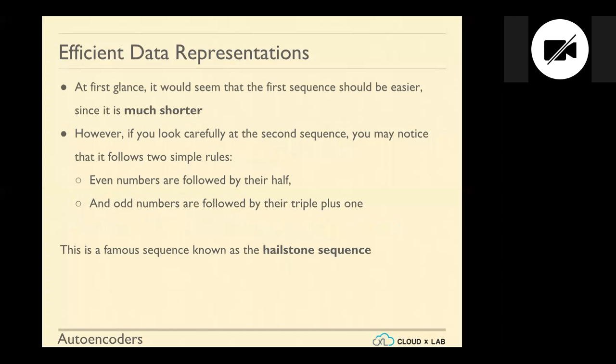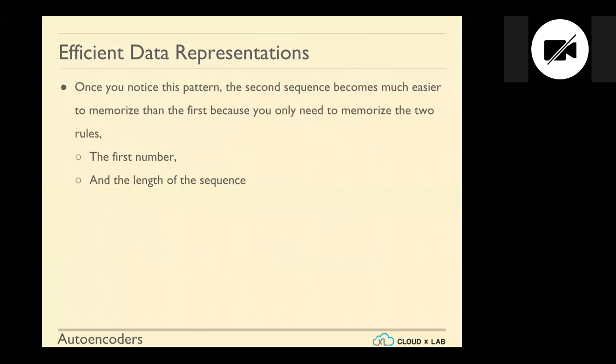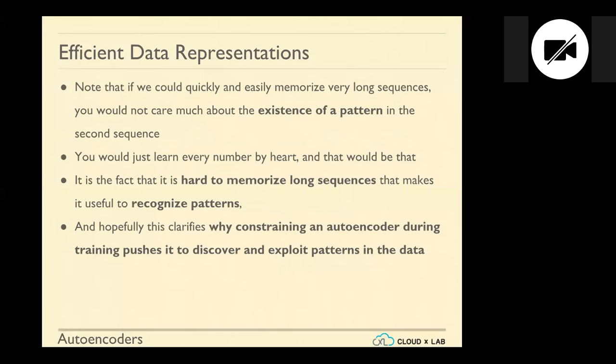This is a famous sequence known as the hailstone sequence. Once you notice this pattern, the second sequence becomes easier to memorize than the first one because you only need to memorize the two rules, the first number and the length of the sequence. That's the only two things that you need to know.